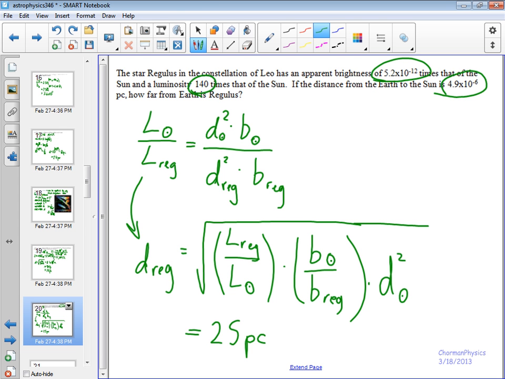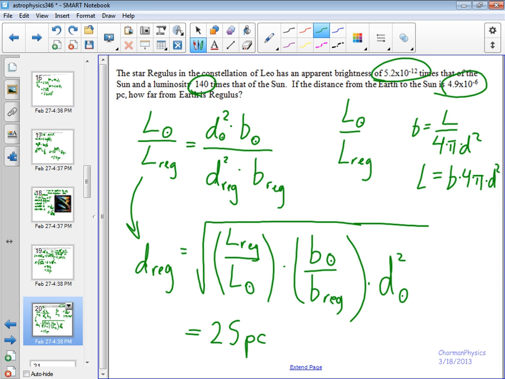If you have trouble with how I got from this equation to this one, you should be able to solve it. We just set up a ratio based on this right here, where again the brightness is equal to the luminosity all over 4 pi d squared. So if we solve for luminosity, it's just going to be b times 4 times pi times d squared, and those 4 pi's cancel out. So that should help you out with that one. So that's pretty much it for spectroscopic parallax.